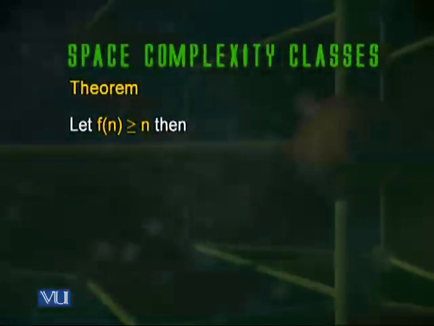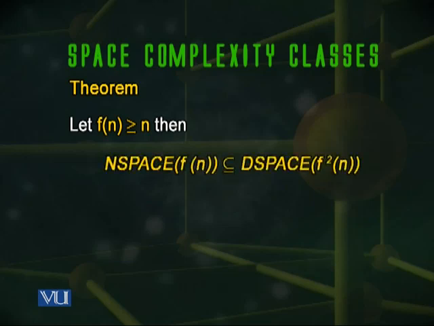Let's look at that theorem, which we will call Savage's theorem. This theorem says that suppose f(n) is a function which is greater than n, then NSPACE(f(n)) is contained in DSPACE(f²(n)). So, what does this theorem say? This theorem says that you can get rid of non-determinism at a quadratic blow-up in space. So if you're willing to accept a quadratic blow-up in the space requirements, then non-determinism can be gotten rid of.